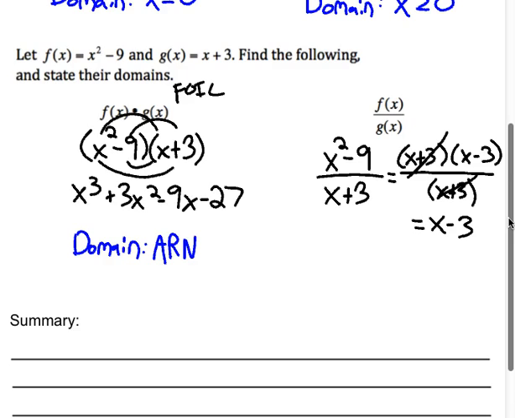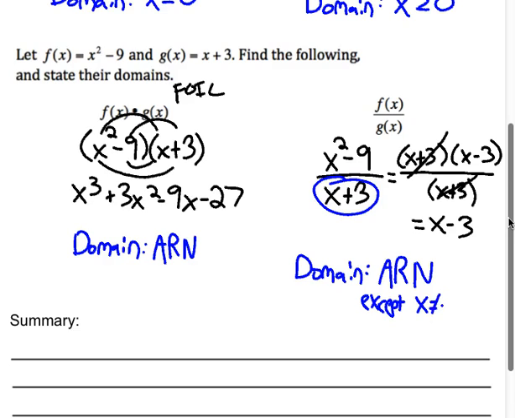Now, what about our domain? Well, we started with a polynomial on top, so all real numbers. However, because in the original context of the problem, we had that x plus 3 that we were dividing by. Because we originally started a problem that way, it doesn't matter that it canceled off. You actually still have to exclude that from the domain. We cannot let x be negative 3 because when we started the problem, it would have made us divide by 0, something we know that we can't do.